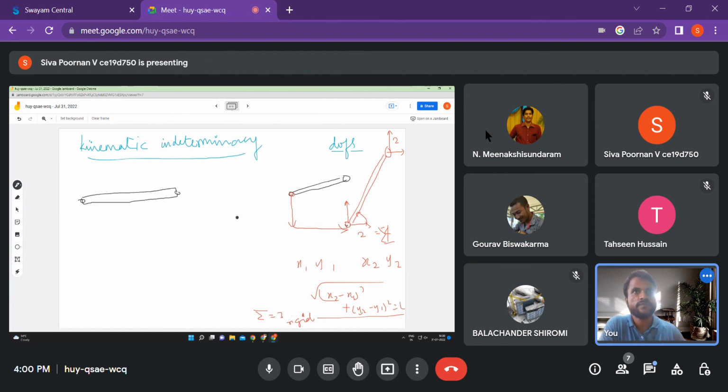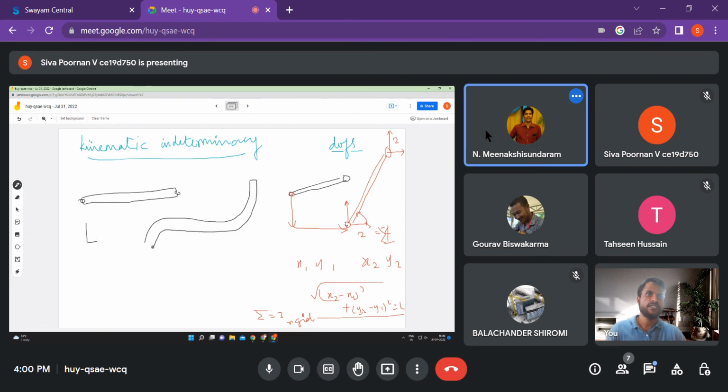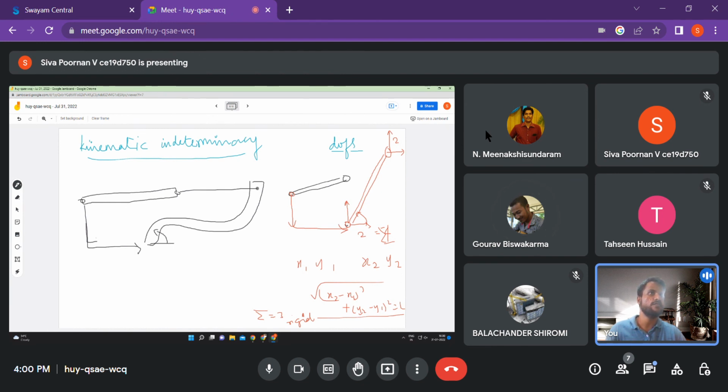What is it? Should be easy only, right? So translation in these two directions, and then rotation also we have, right? Because the beam can not only expand and do like this, but also can have a rotation, right? So basically we need to know how this point has moved, and also how much it has rotated. Similarly for this end, how much it has moved and also how much it has rotated, right?